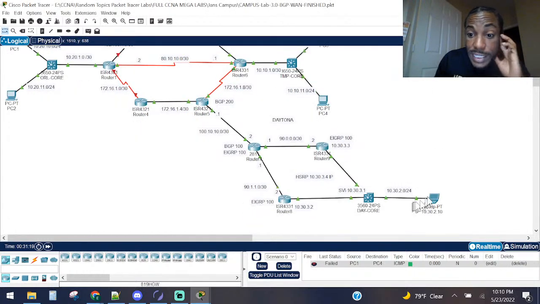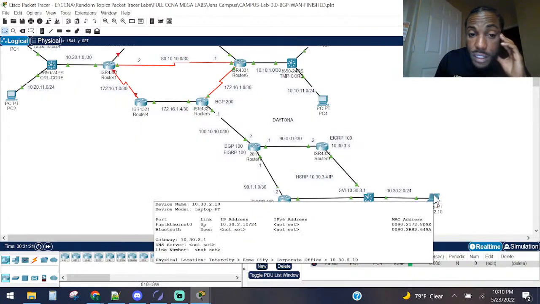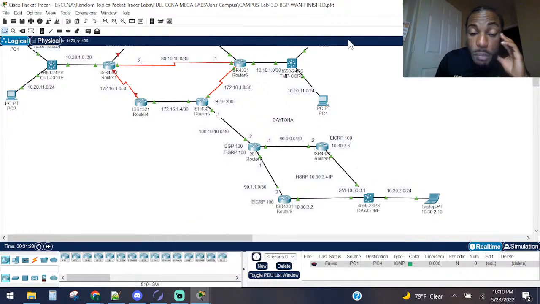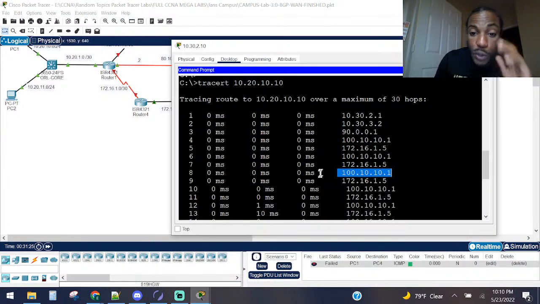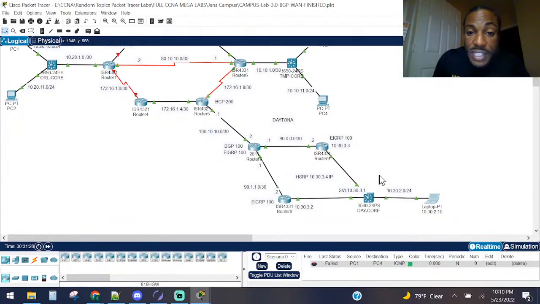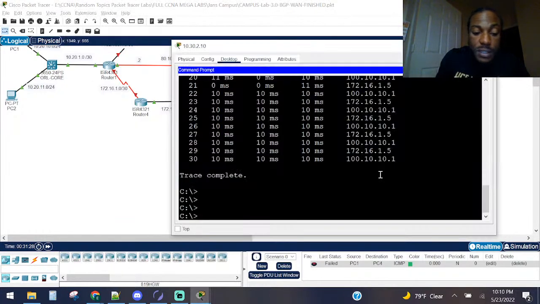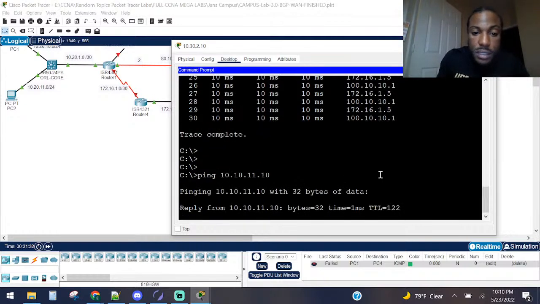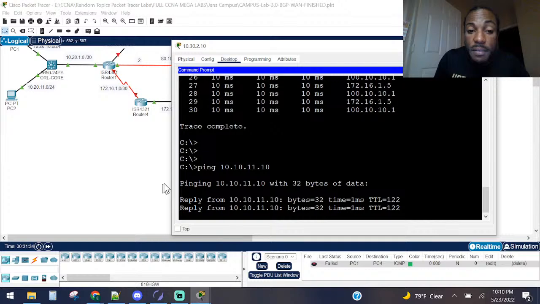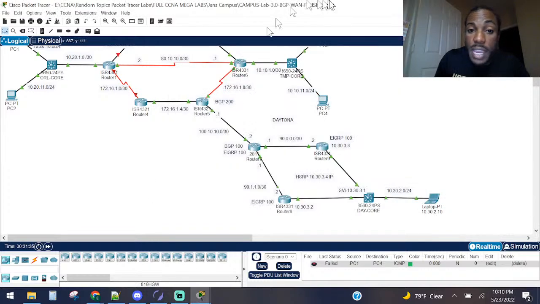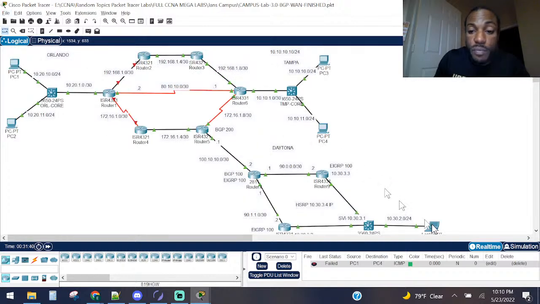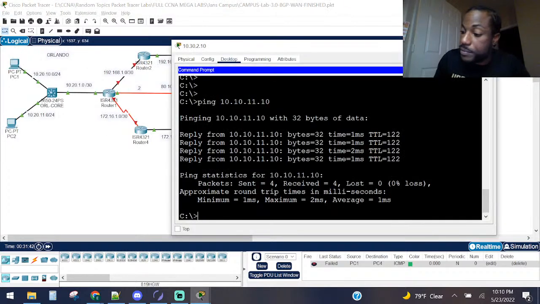Let's see if he can still ping. Let's see if he can ping Tampa real quick, before we fix that problem. 10.10.11.10, right? So ping 10.10.11.10. He can ping Tampa. See that? So Daytona can make it to Tampa, but Daytona can't make it to Orlando. Y'all see that? Hit me that like button.